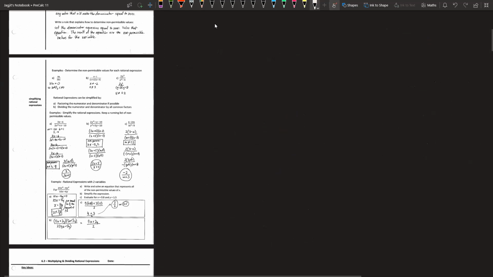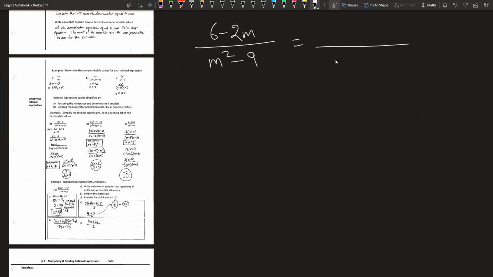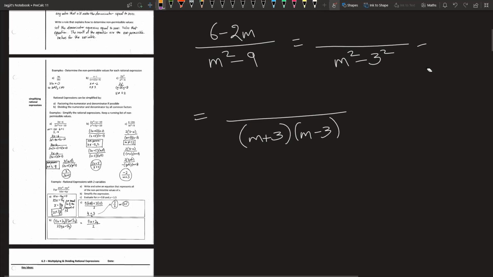Let's try another example. We've got 6 minus 2m divided by m squared minus 9. So I realize the bottom is difference of squares, because I can write this as m squared minus 3 squared, right? So when you factor the bottom, what would you get? When you factor the bottom, m squared minus 3 squared becomes m plus 3 times m minus 3. Okay, that was simple. Now what can I do from the top? You see, you can say I have 6, I have 2, so we can factor the 2 out. When you factor the 2 out, this will become 3 minus m.